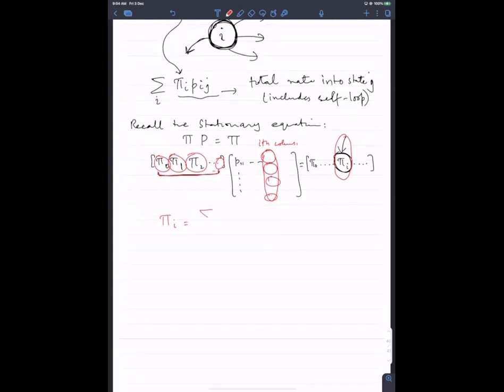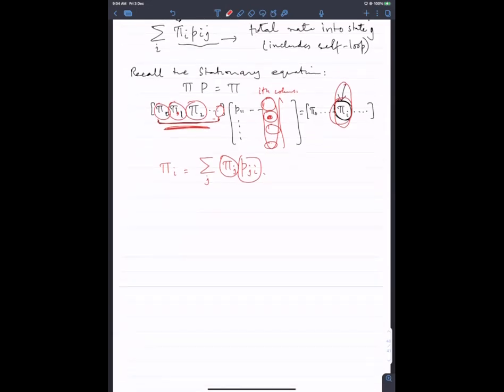the summation over all j of pi j into p ji. So the elements here are p ji, and the elements here are pi j. Summing over all j, you will get pi i. This is simple matrix multiplication; you multiplied these elements together.